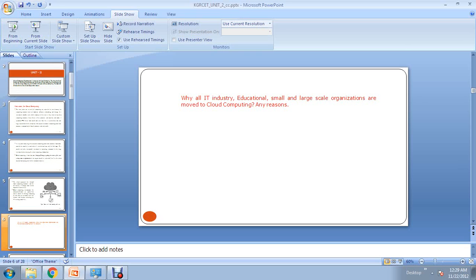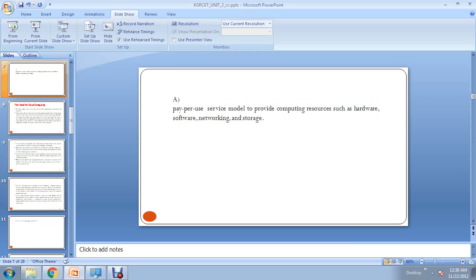Any reason? The main reason is the pay-per-use service model to provide computing resources such as hardware, software, networking and storage. Based upon these reasons, all IT and small industry-oriented educational institutions use cloud computing. Okay, thank you all.